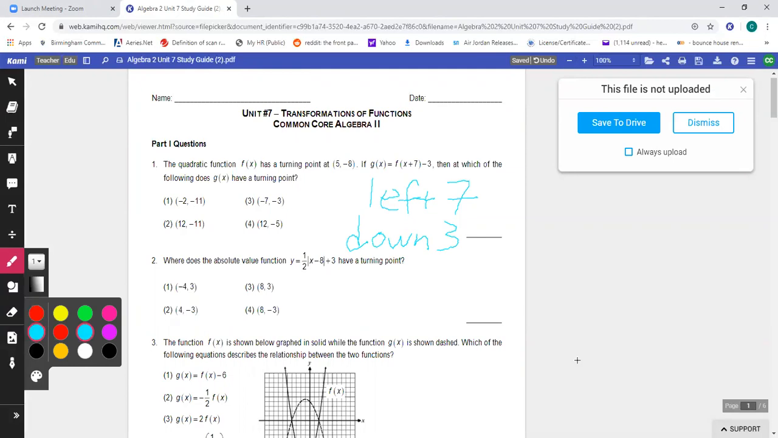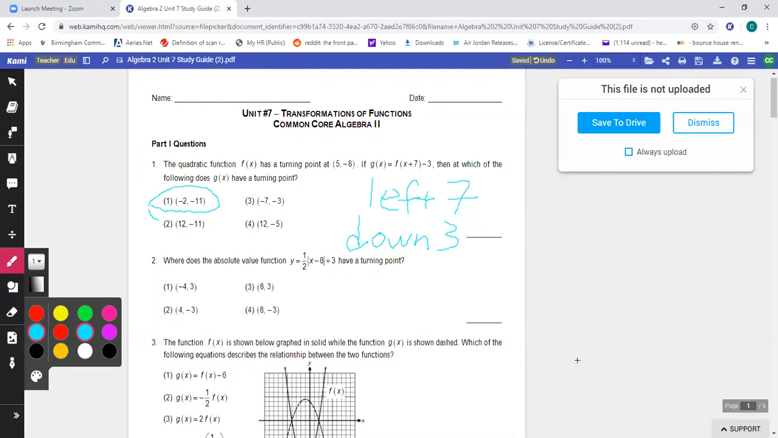So if my turning point's at 5, -8, if I'm going left 7, I should be at -2. And then -8, if I go down 3, I should be at -11. So my answer is -2, -11.